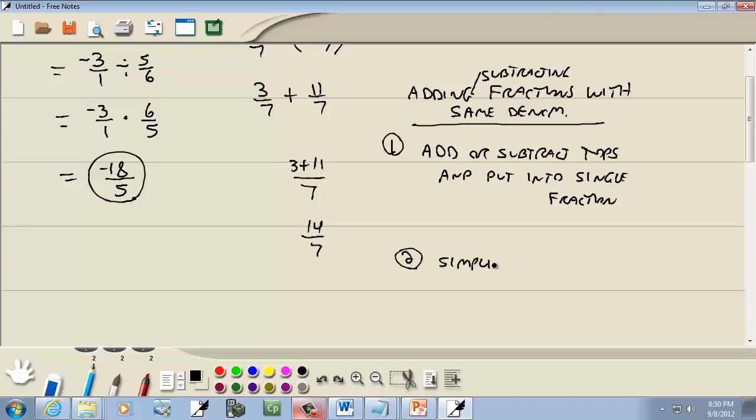And then our second step is to simplify the fraction. Reduce, if you like that term better. Well, 14 divided by 7, that's real simple. It just gives you 2. So that'd be your answer.